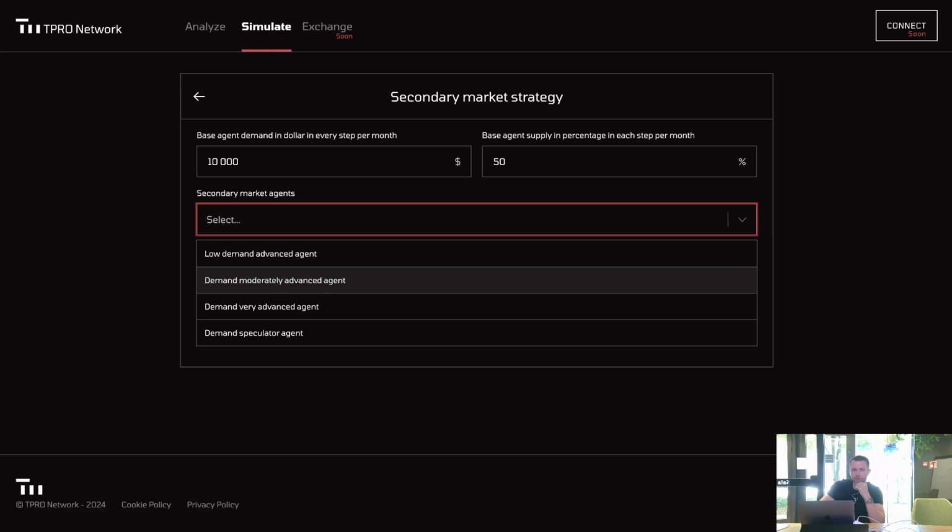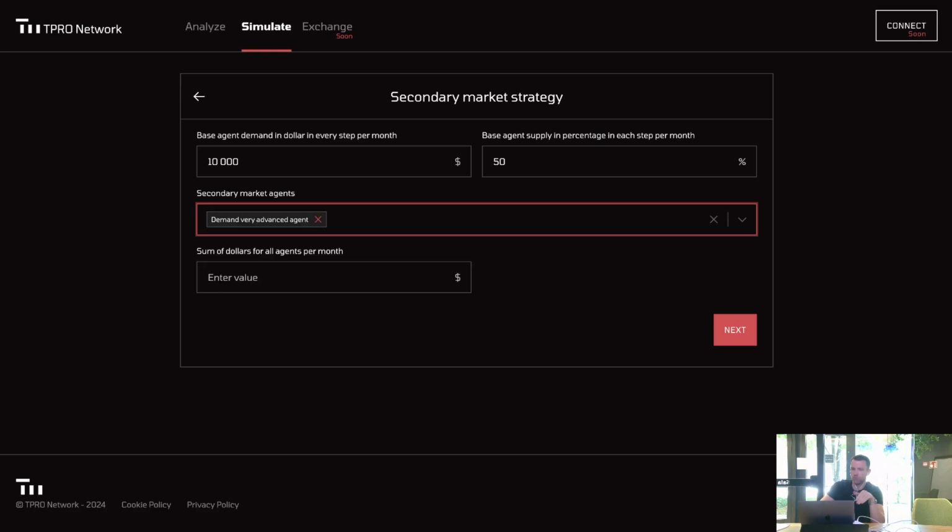Again, we have the descriptions here, but basically these are condition-based strategies, where you are providing these strategies for the secondary market agents, and then you are attaching to them some dollars that they can use, because again, they need to buy the token first from the secondary market, right? So let's say these two agents are going to have, for example, $50,000 per month to execute on these strategies.